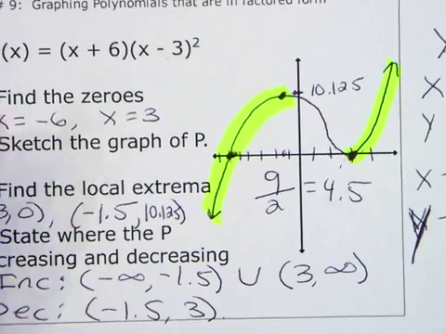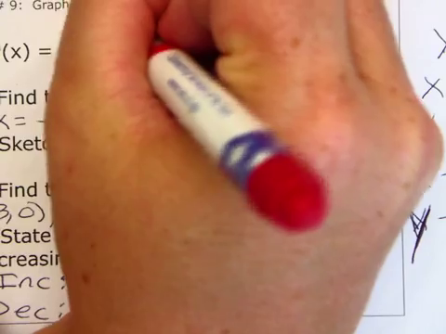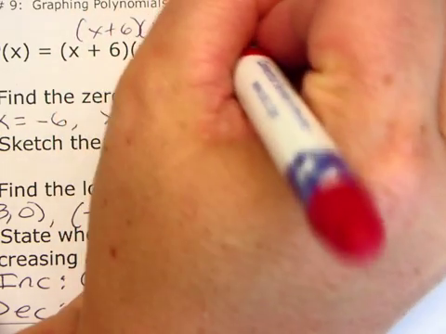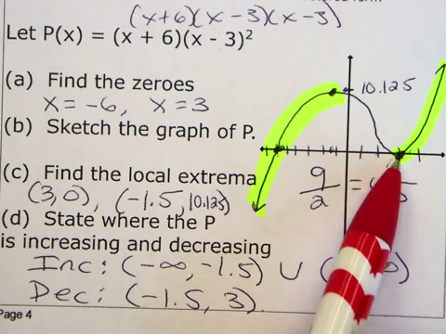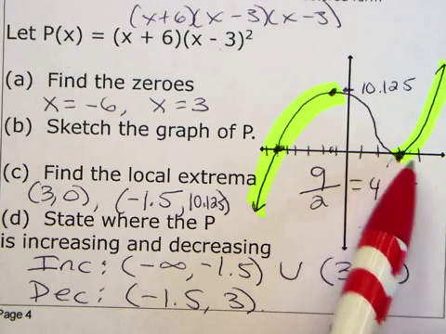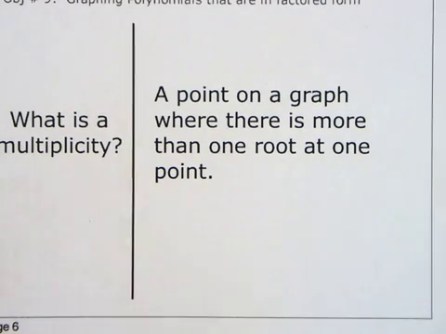This squared means multiplicity. Technically, remember, you can write this as x plus 6, x minus 3, x minus 3. Multiplicity means this is actually a double root. It technically hits this twice, right? So multiplicity is a point on the graph where there is more than one root at one point. So anytime you have x minus 3 squared, x plus 5 to the 5th, those are all multiplicities. Okay?